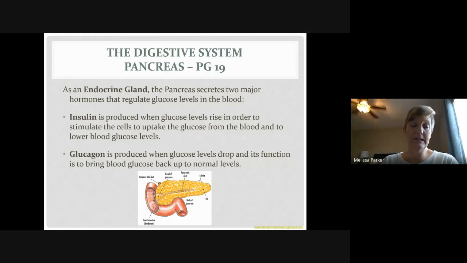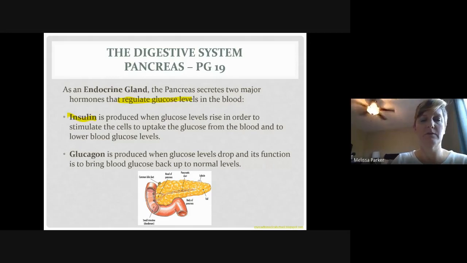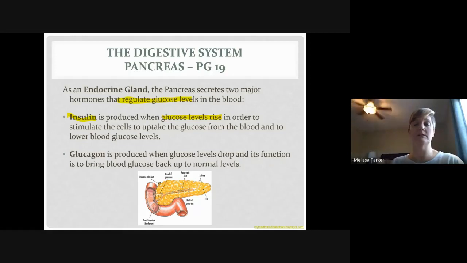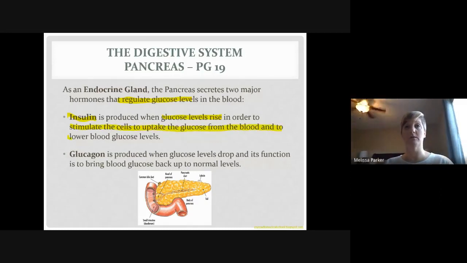So as an endocrine gland, the pancreas secretes two major hormones that regulate glucose levels. Insulin is produced when glucose levels rise. So when my blood sugar goes high, that stimulates my pancreas to secrete insulin. And the insulin is gonna stimulate the cells to take up the glucose from the blood. Here's my cell. If this is the blood and all the sugar's out here and the insulin's telling the sugar to go inside the cell, all the sugar that's outside of the cell is gonna decrease because it's moving inside of the cell.